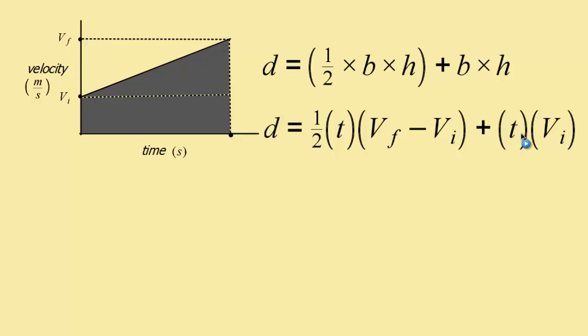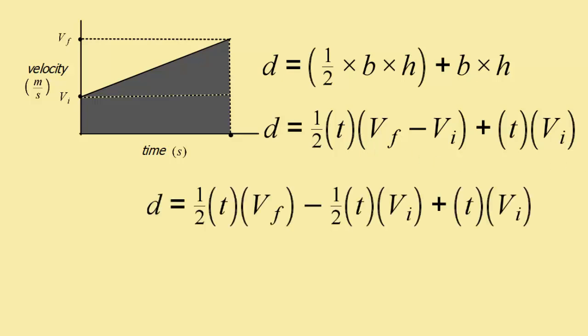And then we have to add to that the rectangle, which was base times height. So the base again is t, and the height is this initial velocity. So all we've done is taken that first formula for the area of a triangle and the area of a rectangle and substituted the alphabetic terms that describe the quantities that we look for within kinematics. And now let's see what we can do with this formula. We're simply going to continue to rearrange it a little bit.